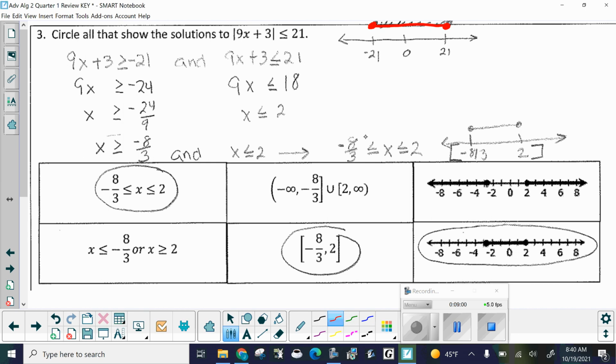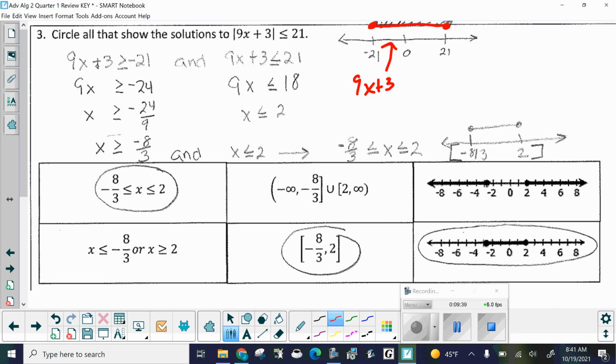Now I can come along and say that 9x plus 3 is somewhere in between negative 21 and 21. So 9x plus 3, when I look at negative 21, it's to the right of it, so it's greater than or equal to. And I know that when I'm in between, I'm and. The 9x plus 3 is to the left of 21, so it's less than or equal to 21. Now that I have rewritten my absolute value inequality as a compound inequality, I'm going to solve it.